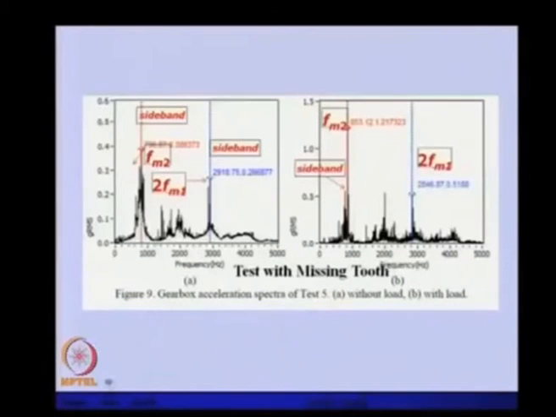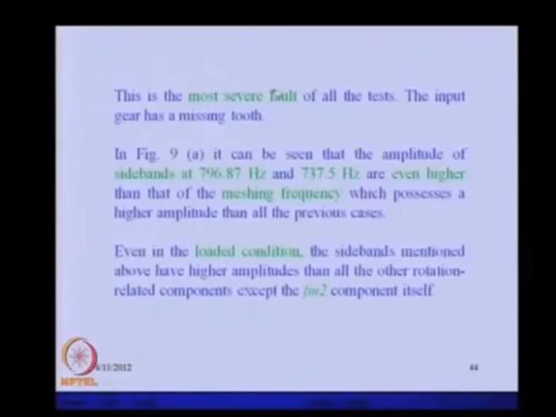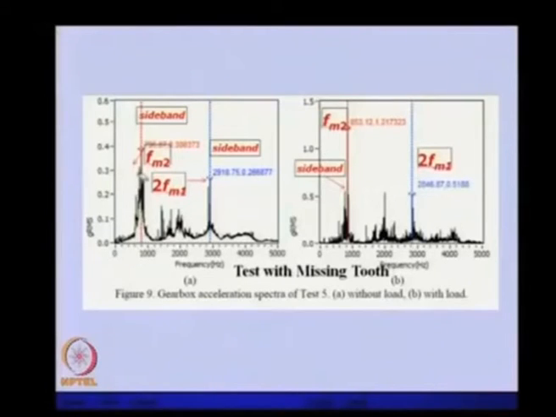So this is with the missing tooth, the most severe fault, in which the tooth itself is removed completely. So in this you can see, this is the most severe fault of all tests. The input gear has a missing tooth. In the previous figure, it can be seen that the amplitude of the sidebands 796 and 736 are even higher than the missing frequency. So 796. In this, FM2 is more predominant, but there are sidebands, and they are quite predominant.